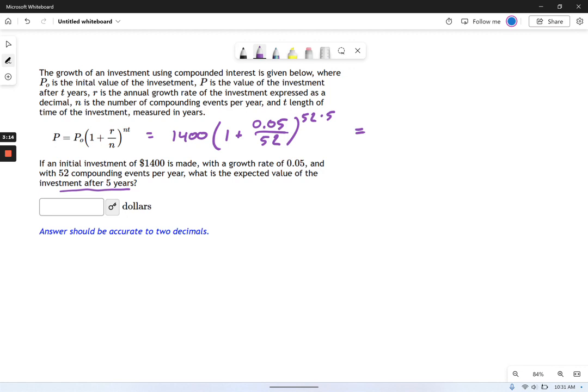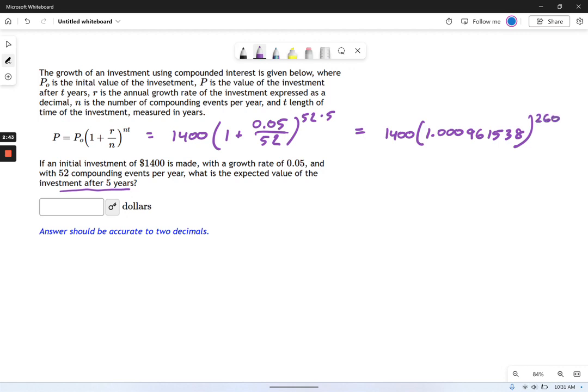And I'm going to say 1 plus 0.05 divided by 52. And inside the parentheses, I get the following: 1.000961538. You may think it's obnoxious that I put all those decimals. I agree. It is obnoxious. And this is how you avoid making errors, by including all those obnoxious decimals. The exponent on top, 52 times 5, is 260.